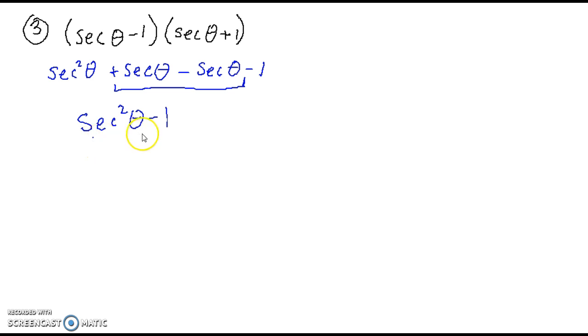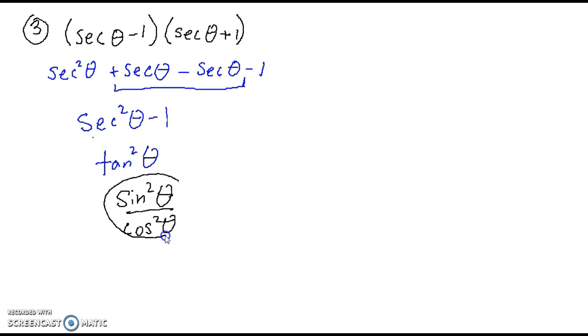Again, using your Pythagorean identities, I know that that is tangent squared theta. If we want to include only cosines and sines, this is the same as this. But like I said, if we didn't want to put fractions, we'd leave our answer like that. Just with sine and cosine, that is our answer. All right, let's go ahead and try a fourth one.